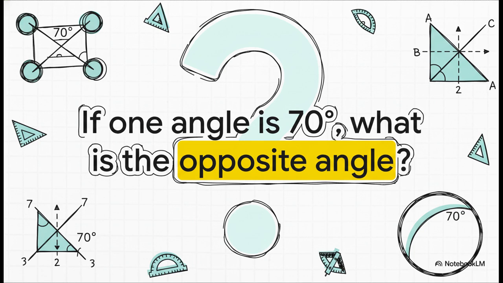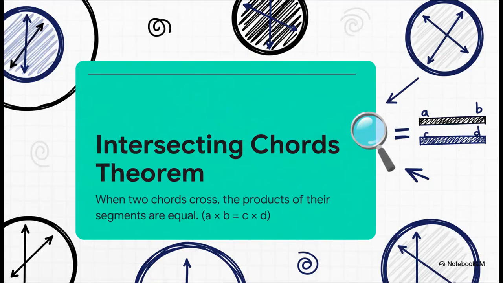See? Easy as that. And one more really powerful internal rule for you. When any two chords cross each other inside a circle, they chop each other into two smaller segments. This theorem says that if you multiply the lengths of the two pieces of one chord, that product is going to be equal to the product of the two pieces of the other chord. So A times B always equals C times D.